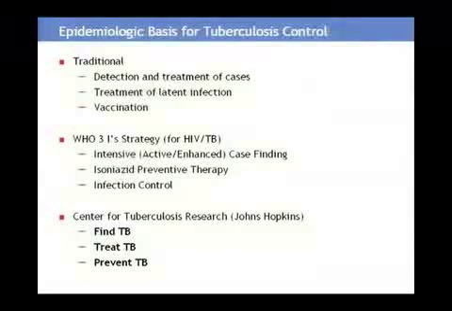So the WHO has adopted a new strategy called the 3I strategy for HIV-TB. And this refers to intensive or active and enhanced case finding. And what this means is going out into the community and finding TB.